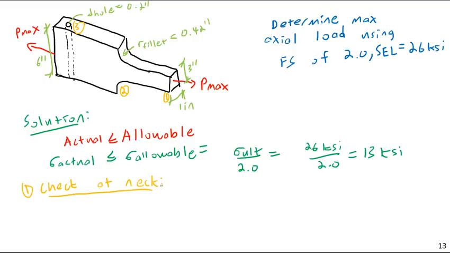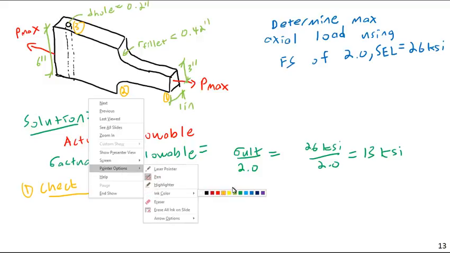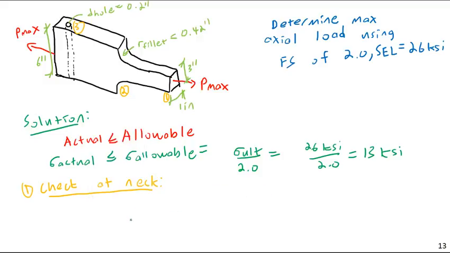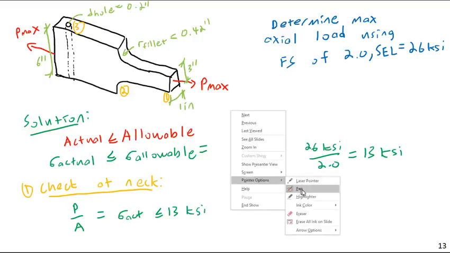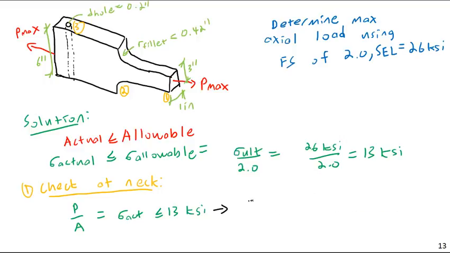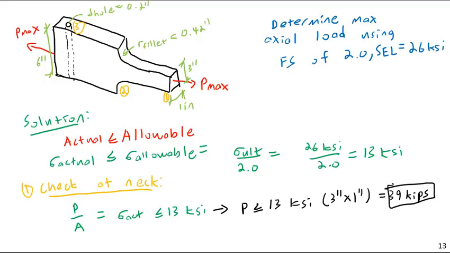And find what load is allowed there. So let's say P over A equals sigma actual is less than or equal to 13 KSI, which will lead us to P is less than or equal to 13 KSI times the cross-sectional area, which is simply 3 inches times 1 inch, which is 39 kips. So we can allow a maximum of 39 kips at that location.